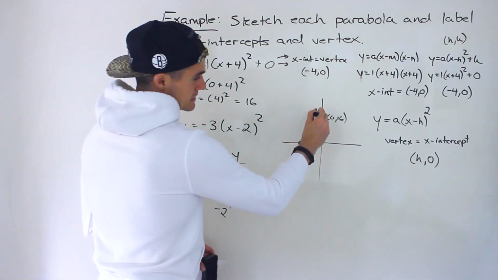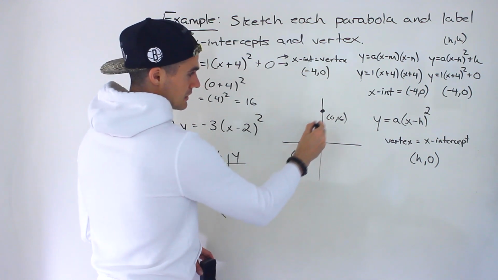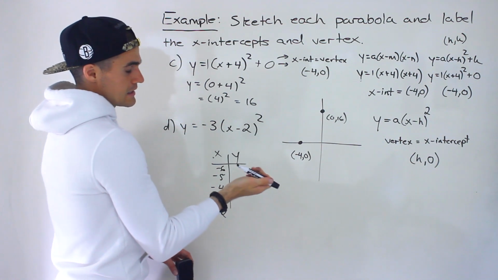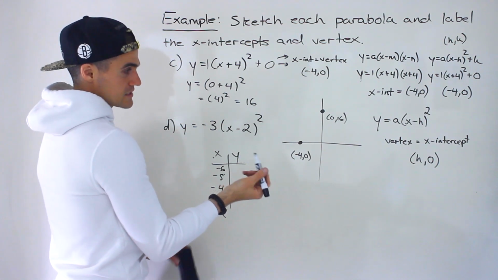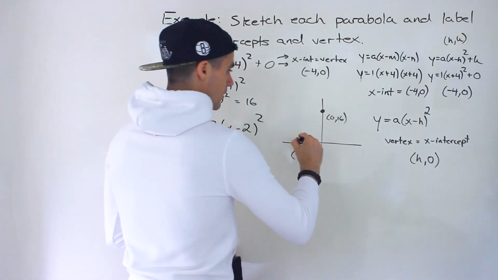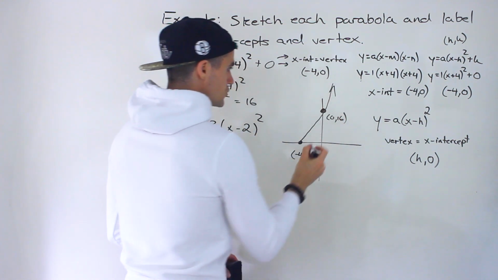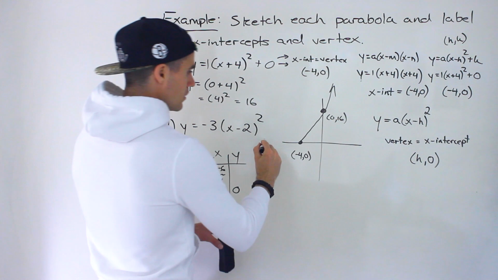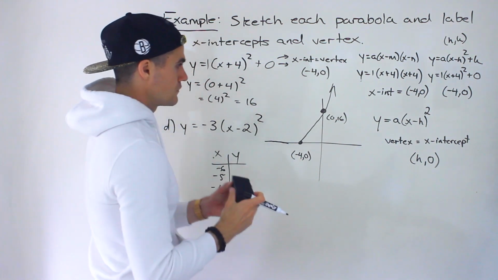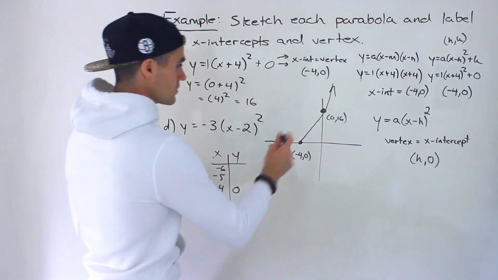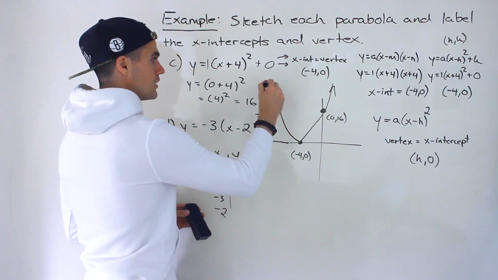But I think this is enough. You can just get another point, and an easy point to get is the y-intercept. It's going to be at 0 and 16. And then if they want 2 other points, well, you know that this has to be symmetrical. So notice this is going to come up over here.